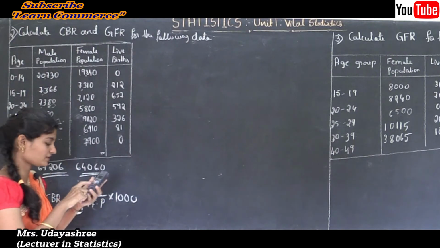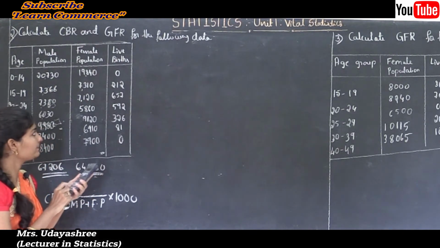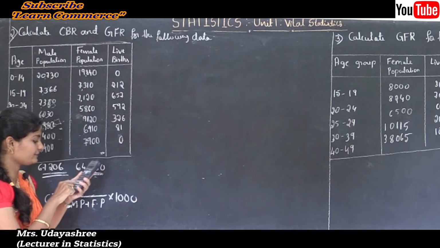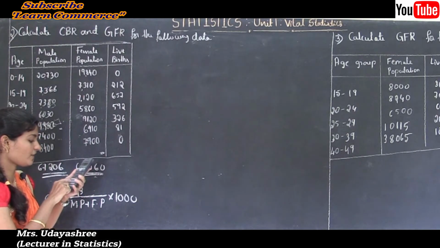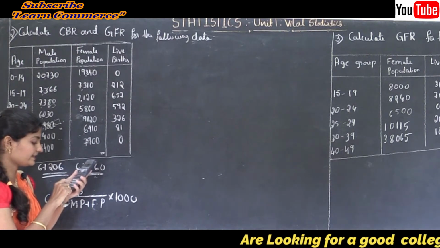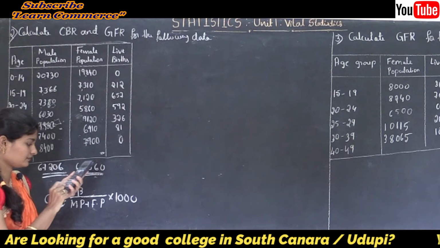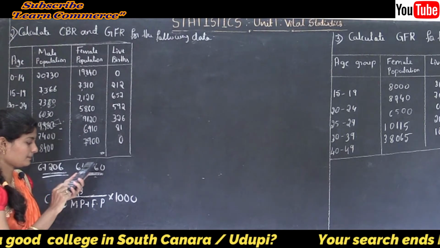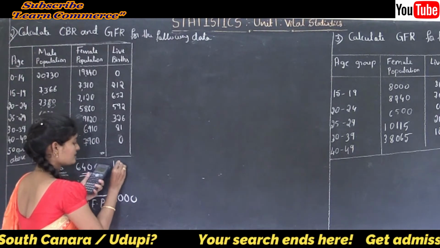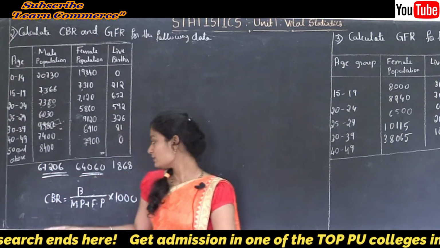So here the first observation is 0. Next is 212 plus 657 plus 592 plus 326 plus 81 plus 0, that is 1868. Okay, now I will substitute these values into this formula.